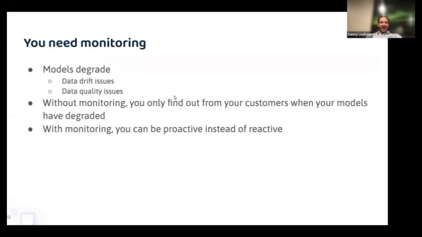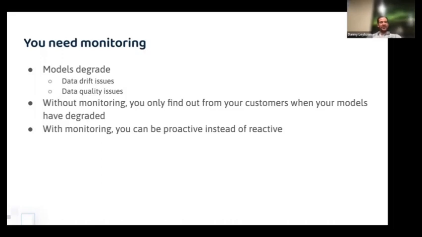So let's start off by establishing a very simple fact, which is that you need machine learning monitoring. The reason that you need it is because models degrade, right? And they degrade because of two things, either because of data drift issues, so stuff like covariate shift or target drift, where the real world is changing, which causes the machine learning model trained on historical data to no longer accurately represent the real world, right?